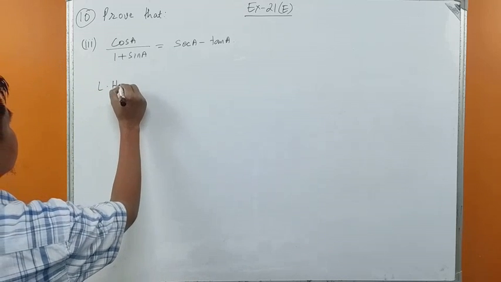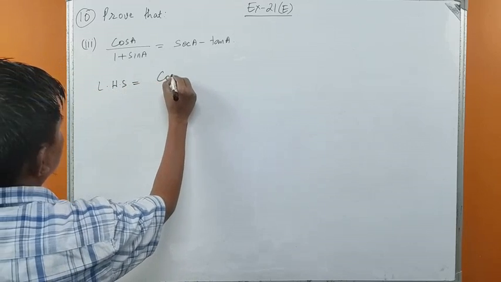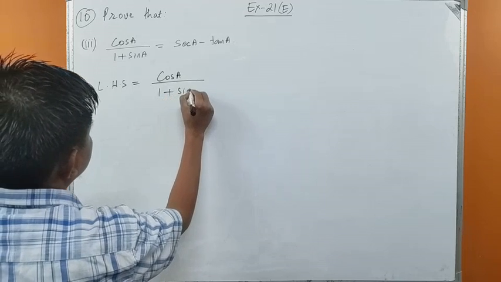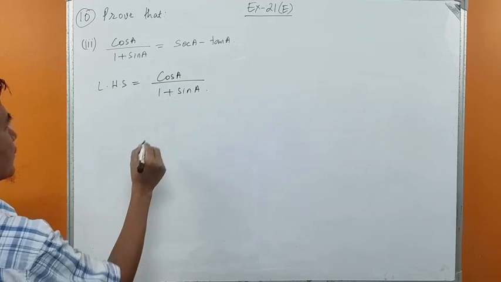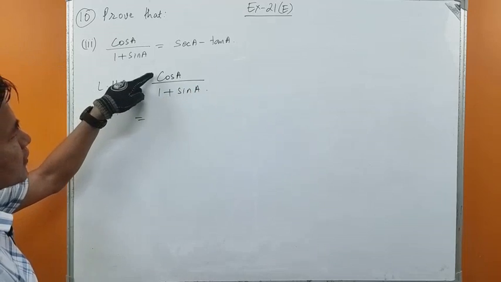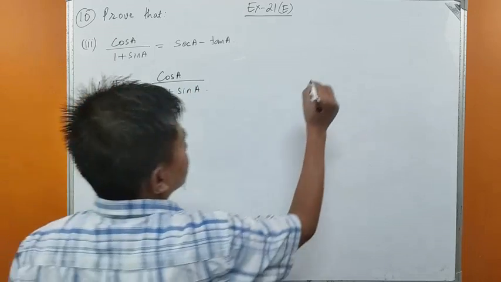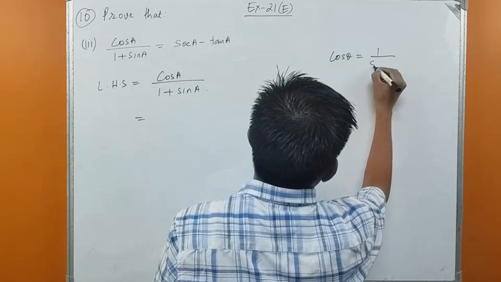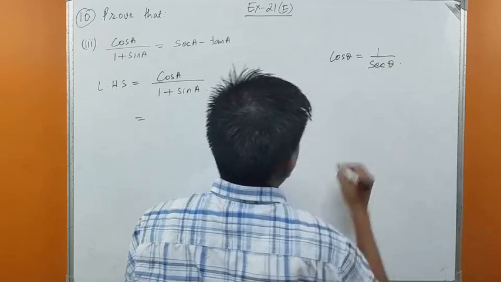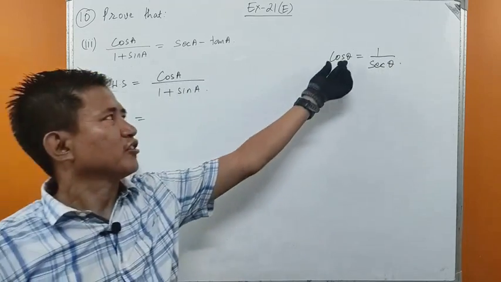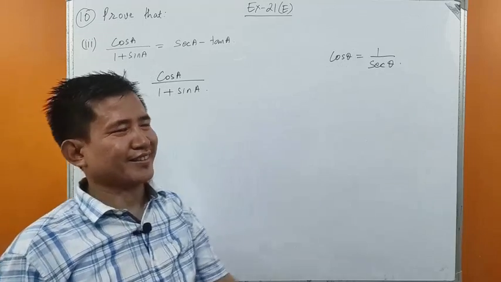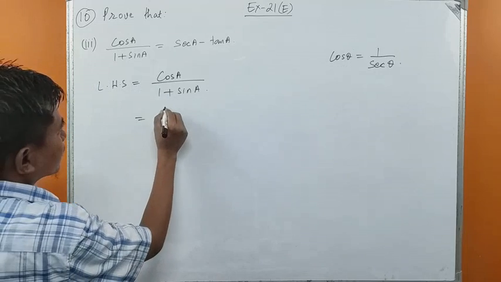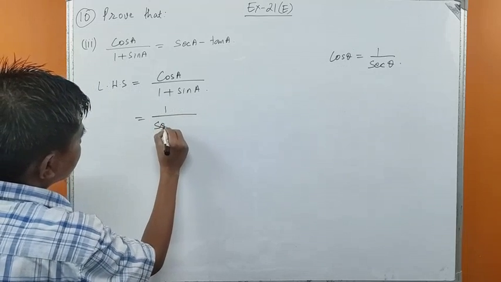LHS equals cos A upon 1 plus sin A. This is what we have in the left hand side, isn't it? So now let us take this cos A to the denominator. You know that cos theta equals 1 upon sec theta, because cos theta and sec theta are reciprocal of each other. Cos theta can be written as 1 upon sec theta. So this cos A, if we take to the denominator, becomes 1 upon sec A.